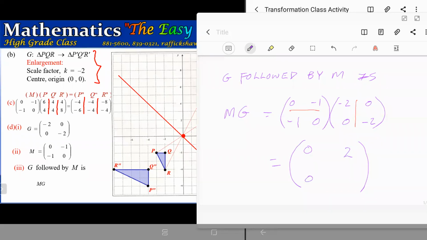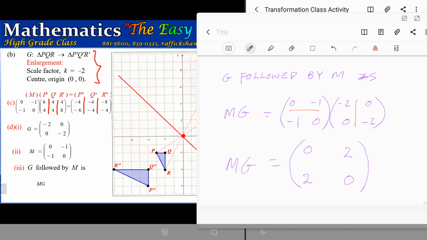Then this value down here is this row times this column. It is -1 times -2 and 0 times 0. The -1 times -2 again is 2, and 2 plus 0 is 2. So down here is a 2 as well. And then the last value is this row and this column: -1 times 0 and 0 times -2. That becomes 0. The zeros are always on the same diagonal. So that's the answer. That's the MG.